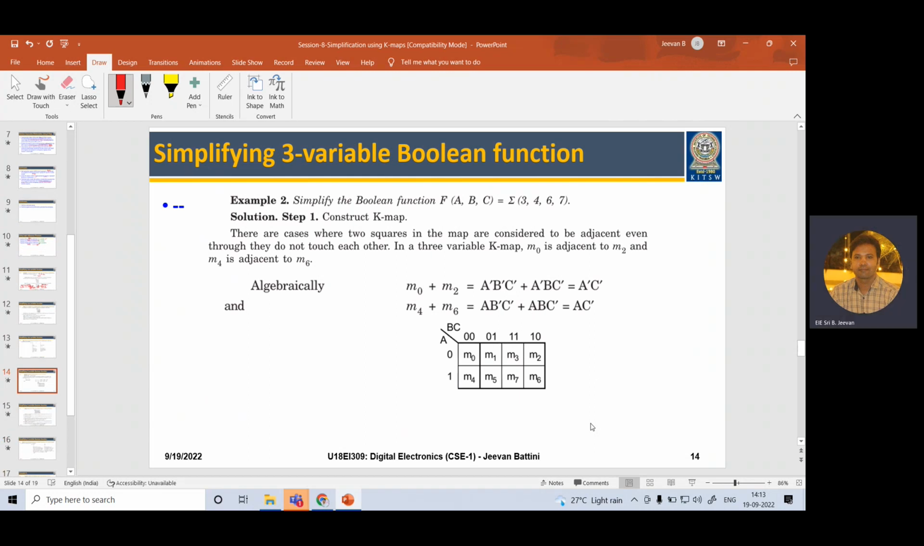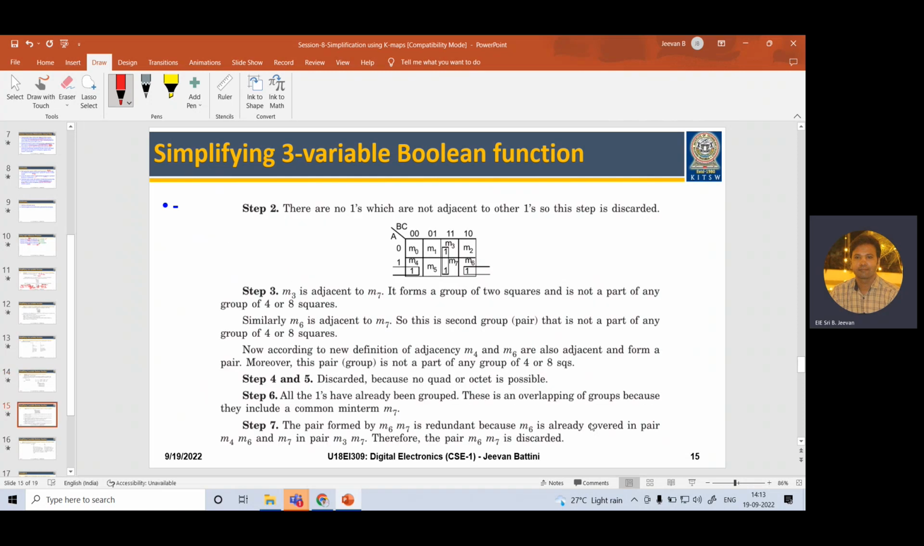Next, similarly for a 3-variable function, f of A, B, C is equal to sigma 3, 4, 6, 7. Preparing the function in the K-map. This is 3, 4, 6, and 7. First look for an isolated one, that means the one which has no adjacent. No, there doesn't exist one. So next the one which has a single adjacent.